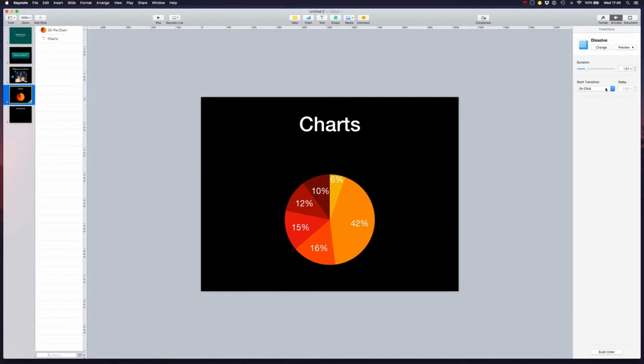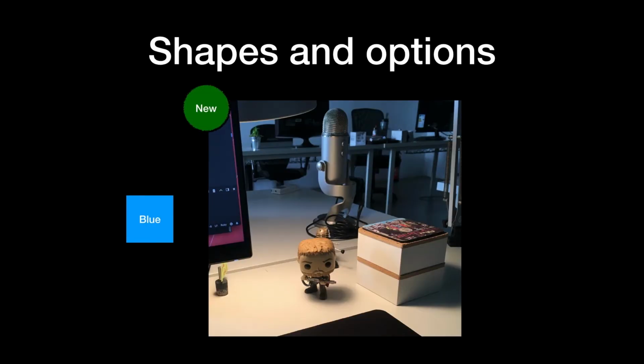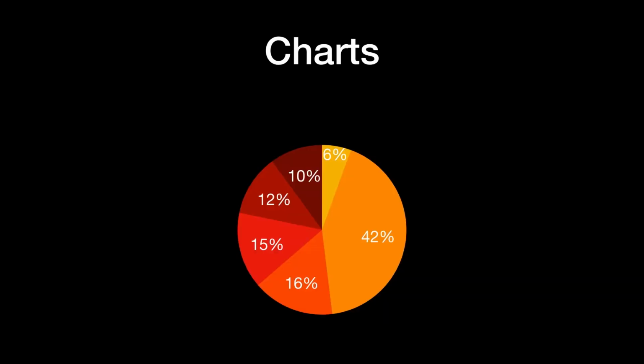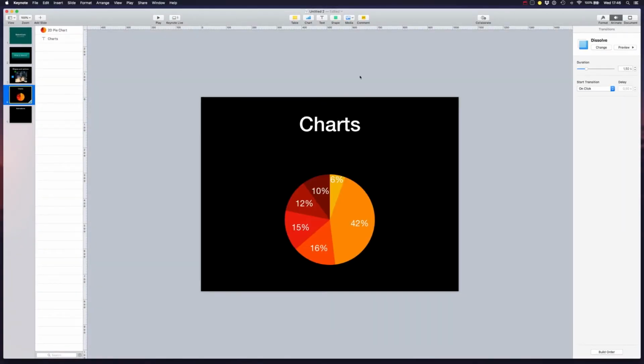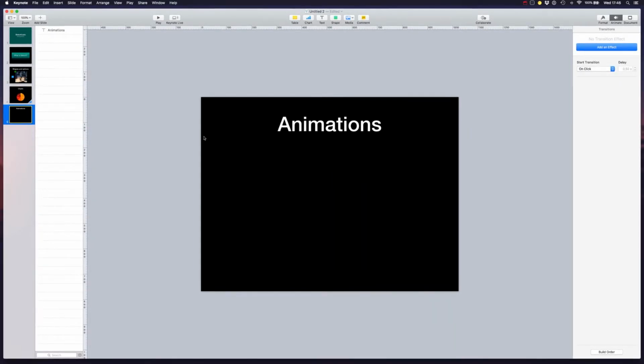And I can start this transition between the two slides on click or in an automatic way. So let's preview how this will happen. So I am here on shapes and options. I go to the chart slide and I go to the animation slide with that transition. And I can tweak this. I can change the type, and I can also add specific animations to elements.